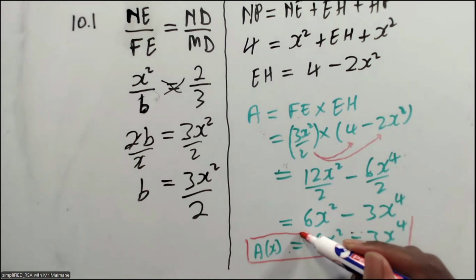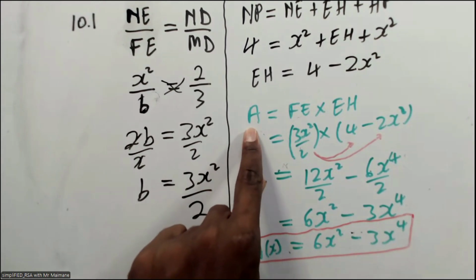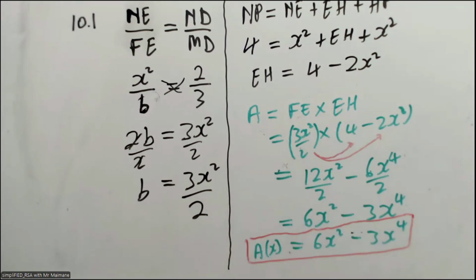So there we go. We have it. But the key word was just to know that for area, it's length times the breadth.